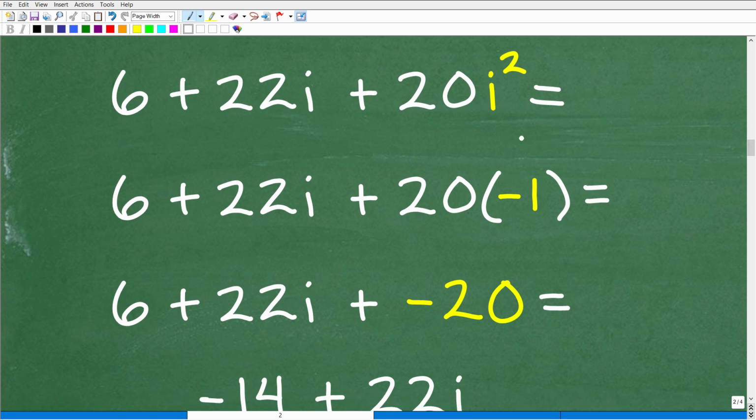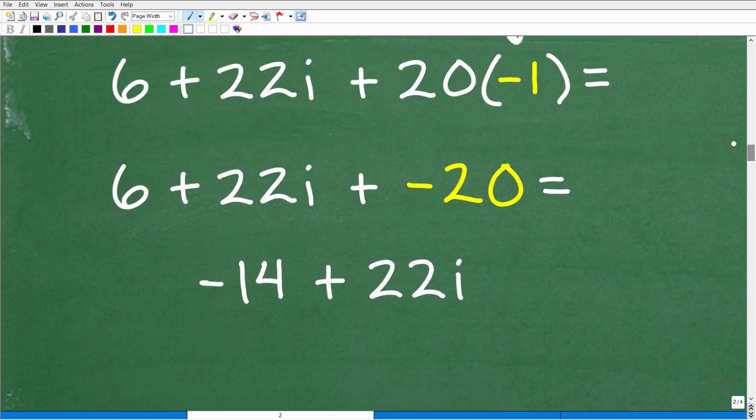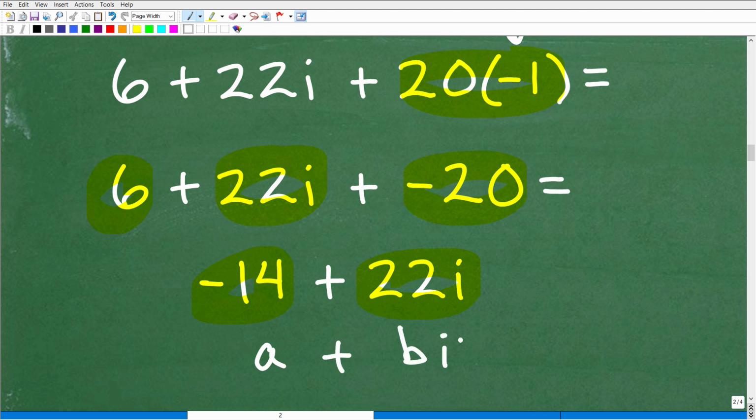All right, so i squared we're going to replace with a -1, and then we're going to just go ahead and substitute that -1 for i squared. Let me go ahead and scroll down so we can see the rest of the problem. So 20 times -1 is -20. So we have 6 plus -20, of course, is -14. That's our real number part of the complex number. And then we have our 22i right here. So this is a complex number written in a plus bi form.